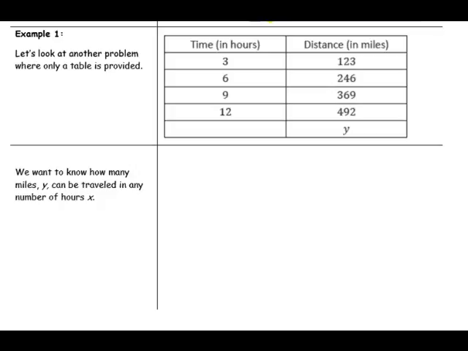We want to know how many miles y can be traveled in any number of hours x. So our goal is to write our equation in the form of y equals blank x, as we did in the problem above. Taking a look at our table, let's label the time, the x value, and the distance, the y value. Then we'll use our first row. You can use any row in the table. We are using our first row.